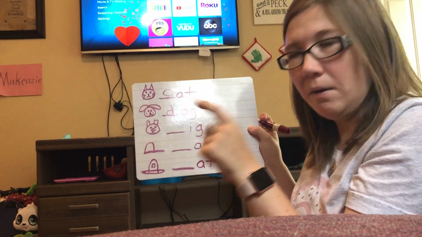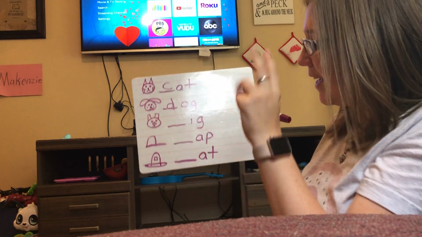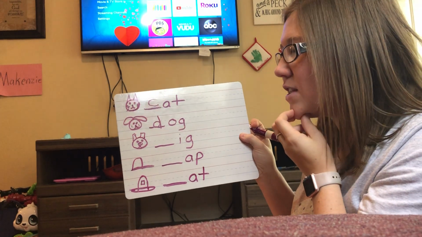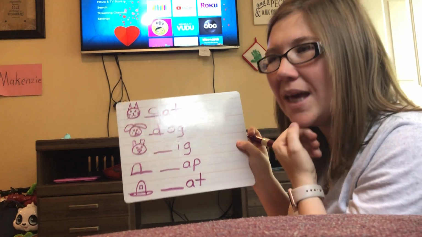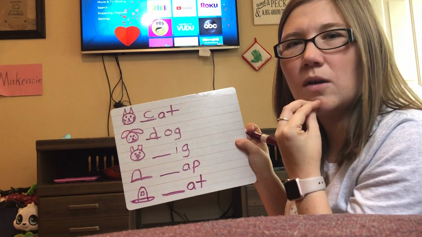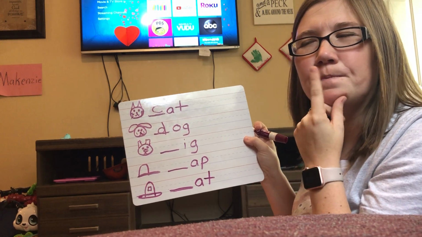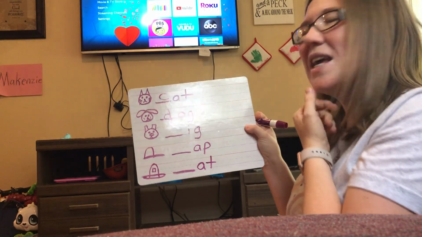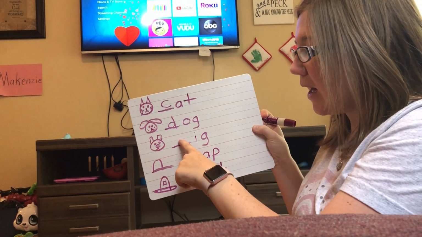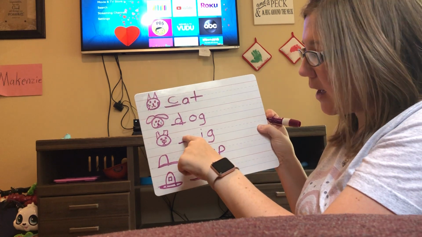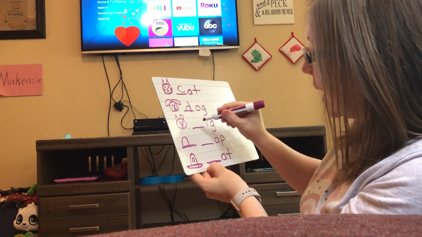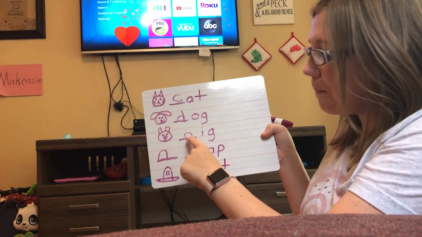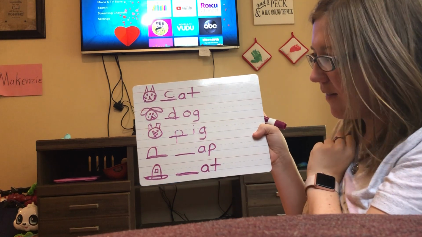P-ig. P. P-ig. P-p-p. What sound does the word pig start with? If you said P, you are correct. P, P, P, ig. Pig starts with a P. Pig. Good.